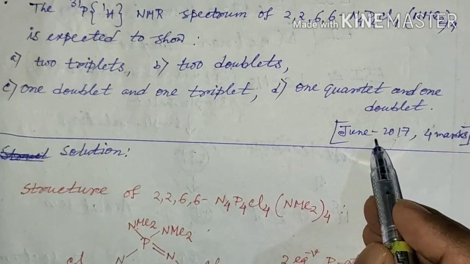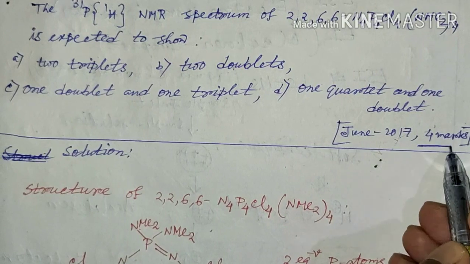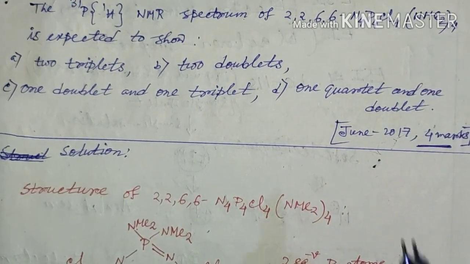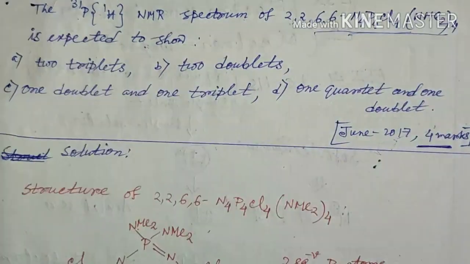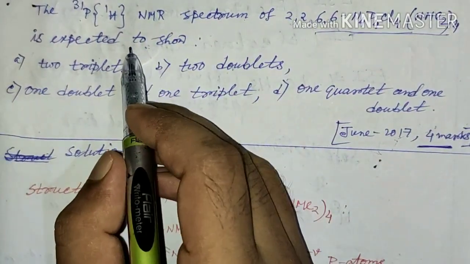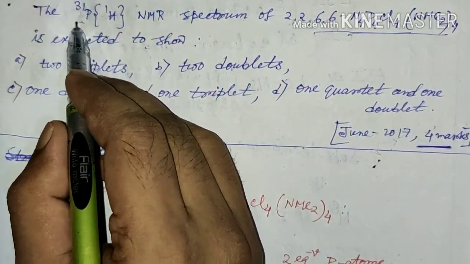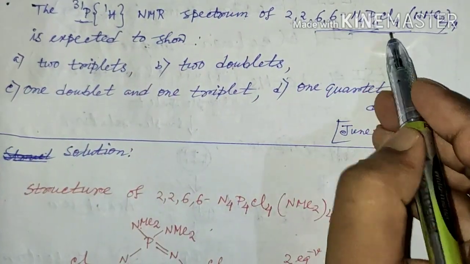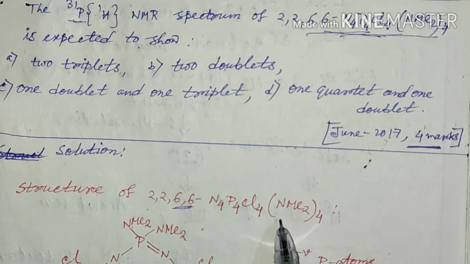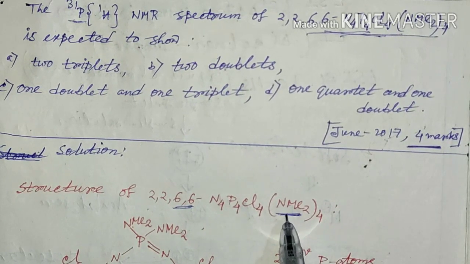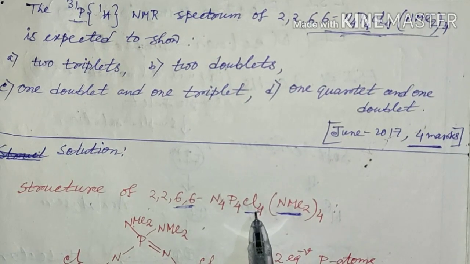This question came in June 2017 for 4 marks. It is a very simple question. We just have to know the structure of this complex. We have to identify the number of peaks in the proton decoupled 31P NMR for this complex. Here 22 and 66 signify the numbering of either this ligand or this Cl ligand.